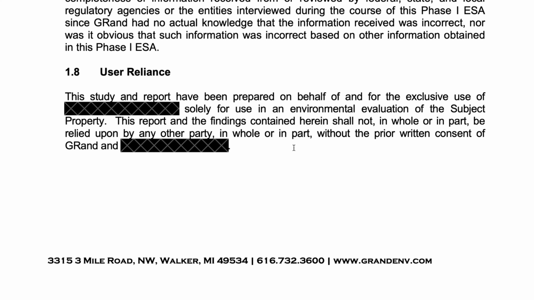So basically everybody who needs to be protected should have their name included in this user reliance section, because if it's not, then the liability could fall on their shoulders at some point. So just keep that in mind. Say if you buy a property and then you quickly transfer it to another entity that you also own, you would want to make sure that that next entity is included in this user reliance section.